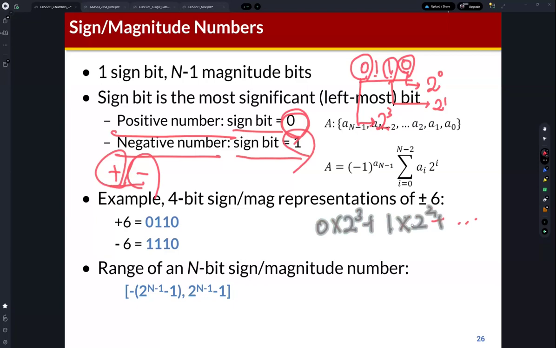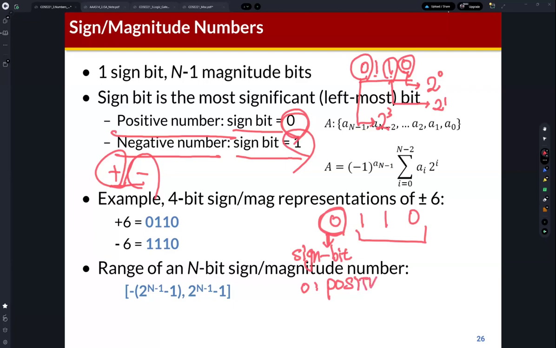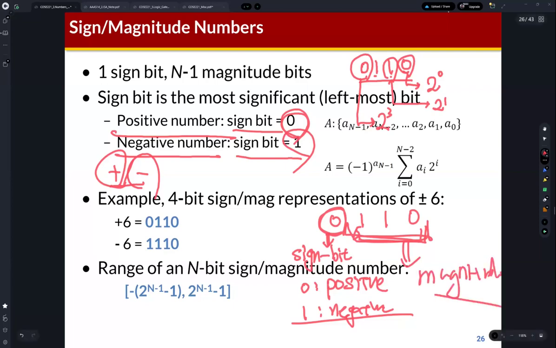So the sign and magnitude number system means that, in this 4-digit number, the MSB represents the sign bit. If the sign bit is 0, then it represents a positive number, and if the sign bit is 1, then it represents a negative number. And then the remaining bits represent the magnitude of the number. Okay, this is the sign and magnitude number system.